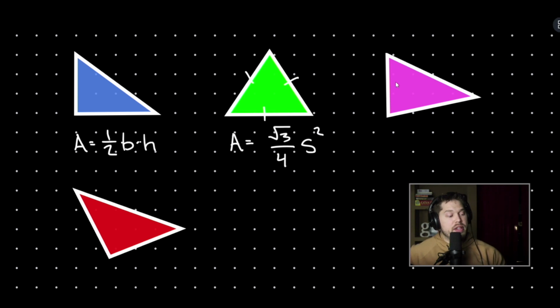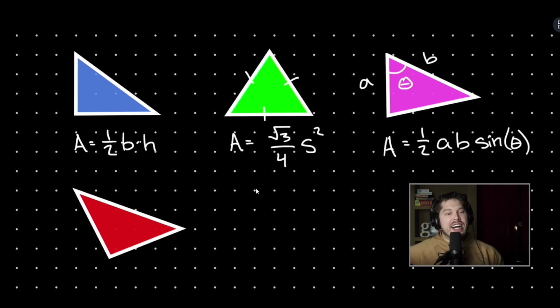Sometimes we are given just 2 side lengths, some a and some b, and then some angle in between, theta, and there we can use the formula area is equal to 1/2 times a times b times the sine of theta. And then lastly, our last formula is something called Heron's formula.